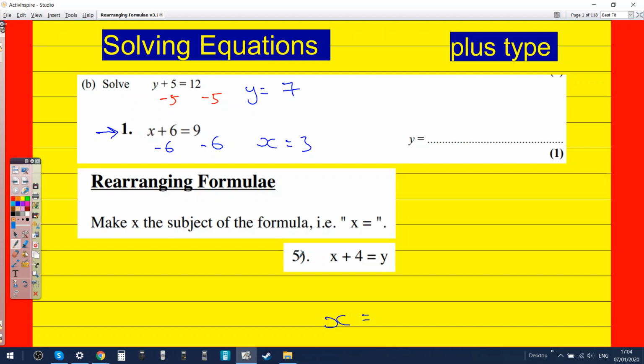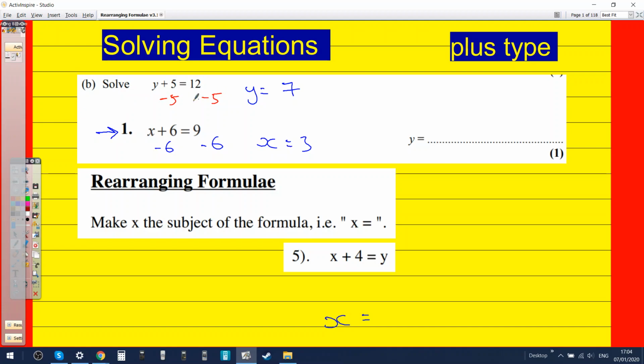So you know in the first question you did minus 5 to both sides? Yeah. And then in the second one you did minus 6 to both sides. So what would you do to both sides in this one? Minus 4. Yes. And so now on the left side you have X. And what do you have on the right side? Y. You have Y minus 4.